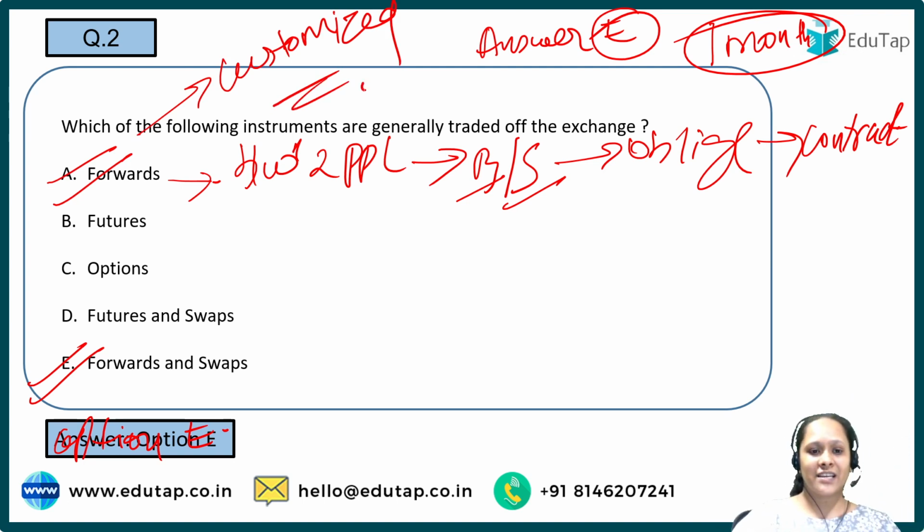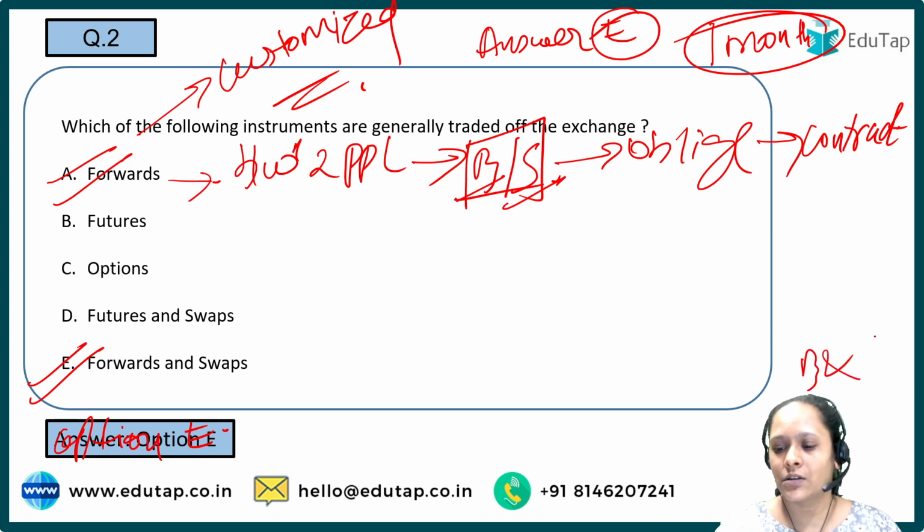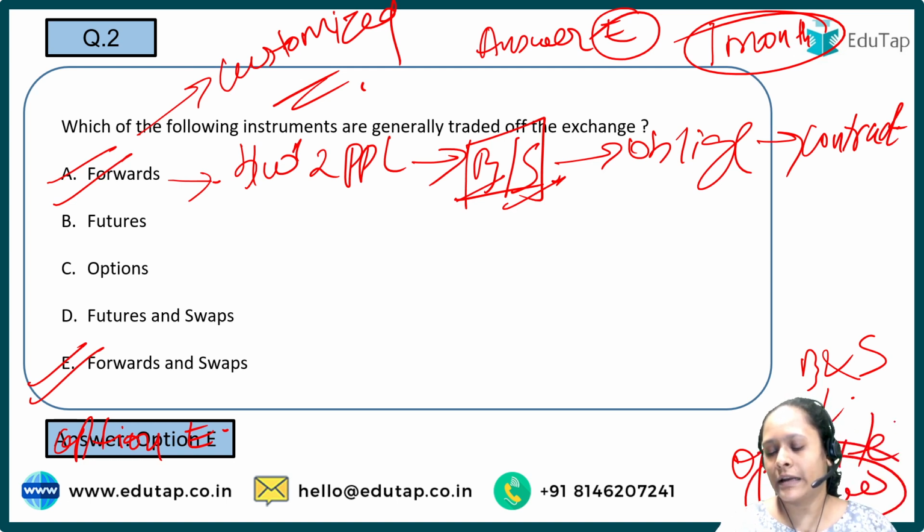What do I mean when I say it's customized? The two parties, that is the buyer and seller, can decide the price, the quantity sold, and the expiry date. All these things can be customized, and there is no formal exchange existing between the buyer and the seller. And one more thing, always keep in mind that the buyer and the seller always have opposite viewpoints about the underlying. One feels that the price of the underlying will rise in future, while the other feels that the price will fall.